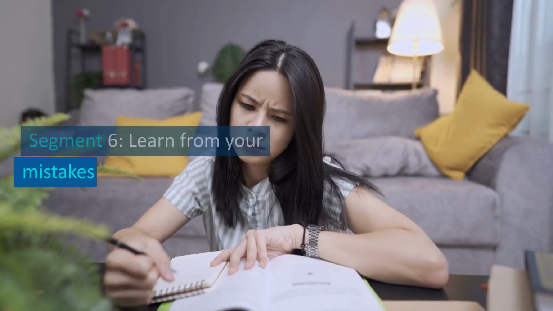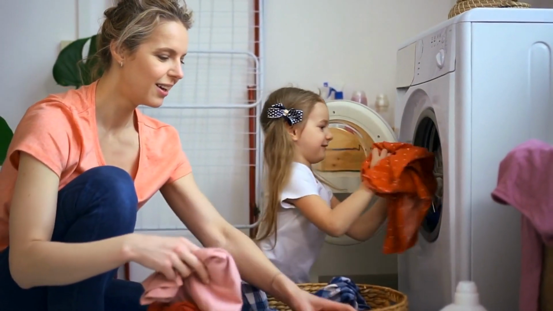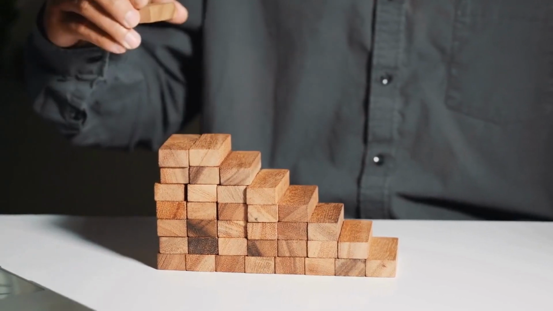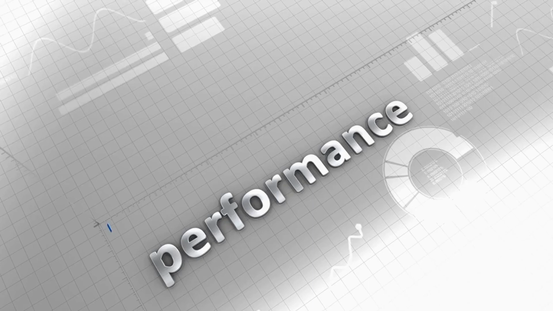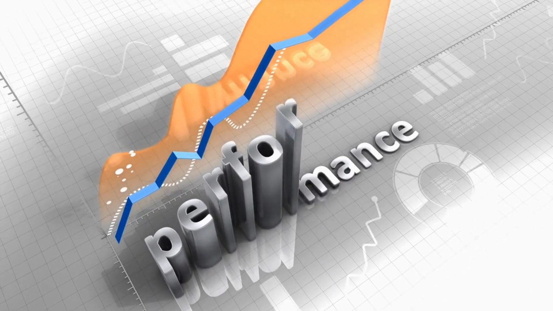Number 6. Learn from your mistakes. The sixth way to manage shame and guilt is to learn from your mistakes. Instead of beating yourself up over something you've done wrong, try to see it as an opportunity for growth and learning. For example, if you failed a test, think about what you could do differently next time to improve your performance.